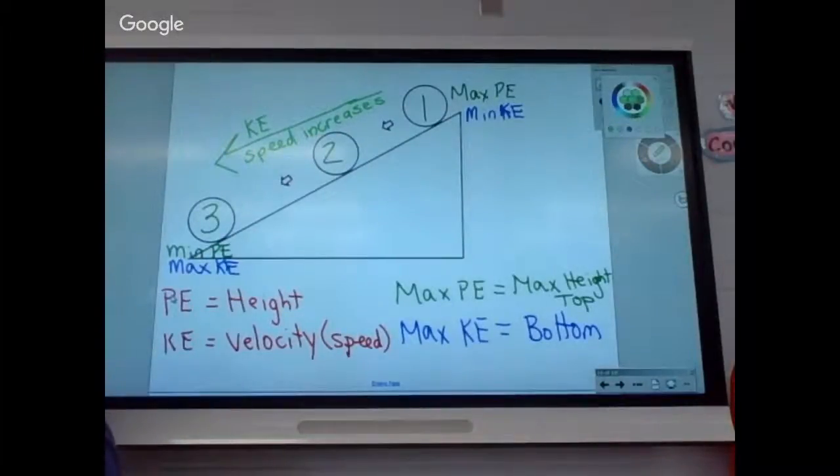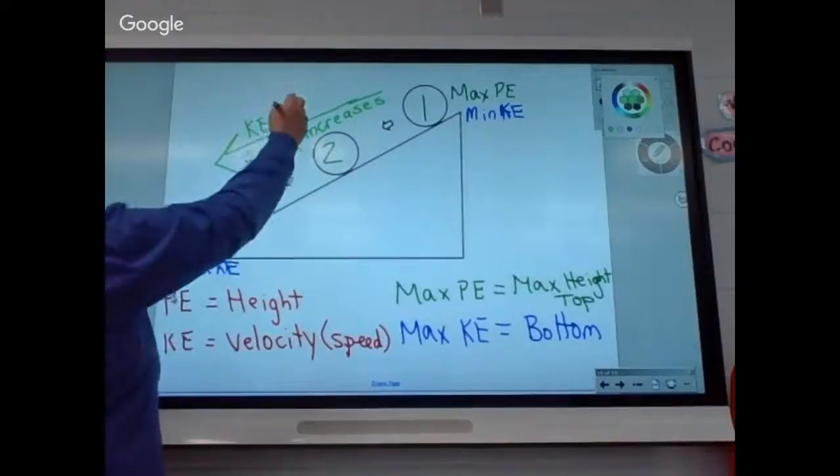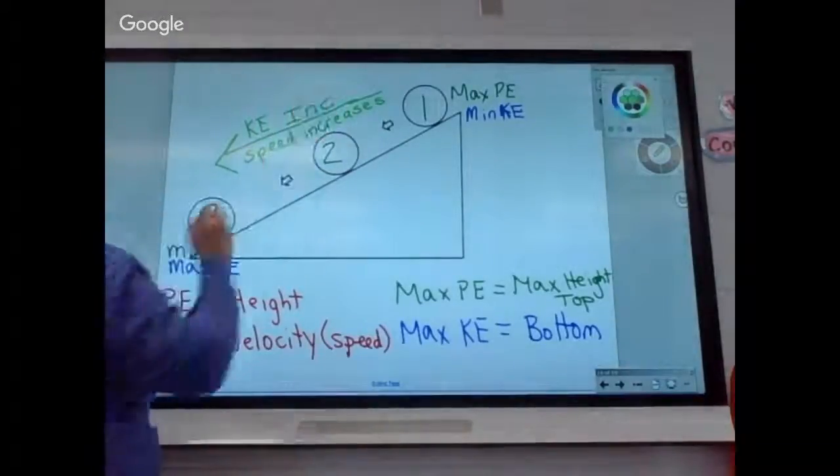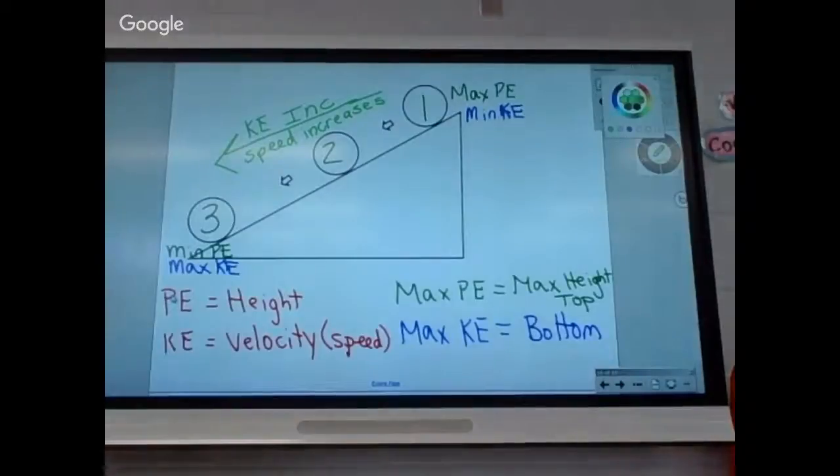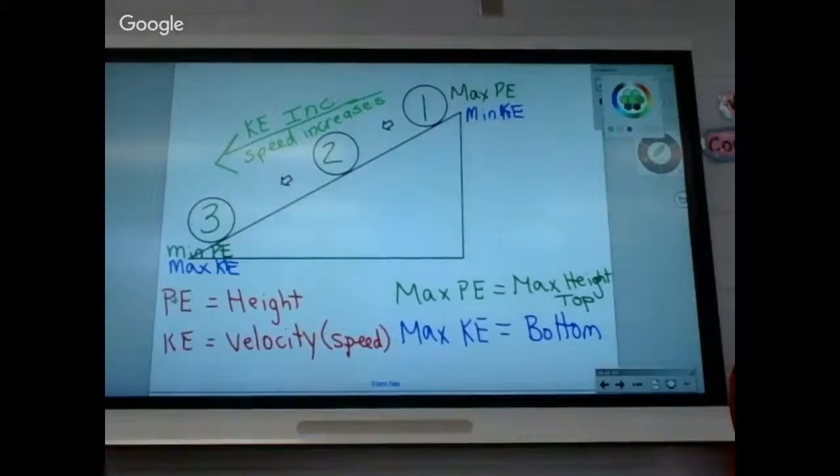Will it increase or will it decrease? Kinetic energy will increase as we go downhill. All right, if kinetic energy is speed, it will increase going downhill. Does that make sense? Potential energy would decrease. Yes. All right, so potential energy is the opposite.